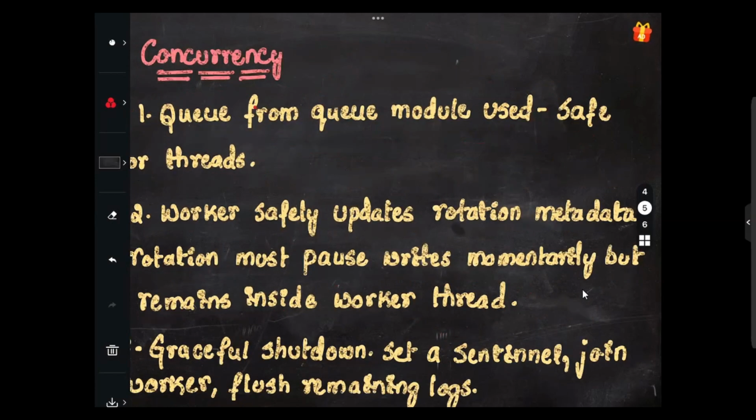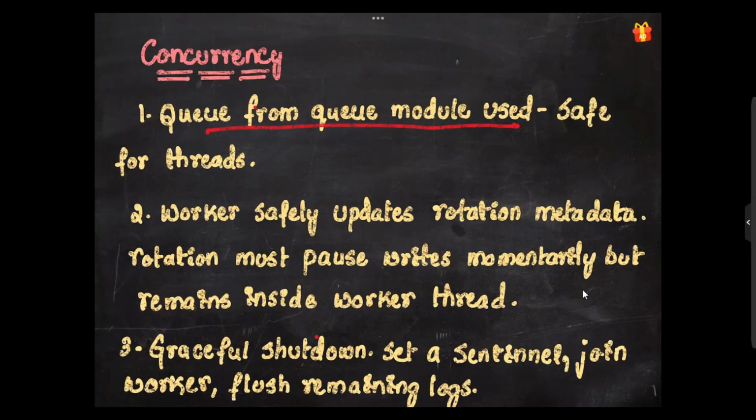Next is the concurrency in the data modeling. So let's discuss the concurrency part here. First, we will be going with the queue from the queue module, which is safe for the threads. So this is fine.